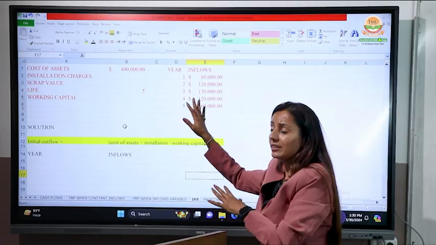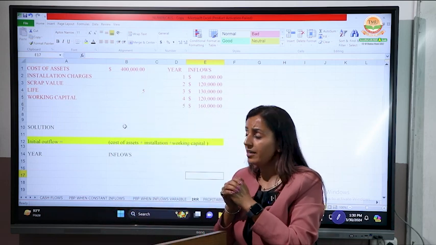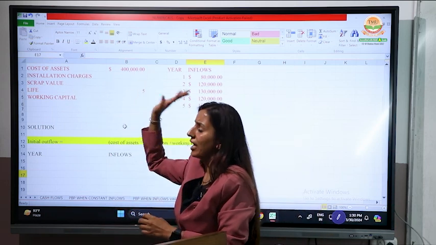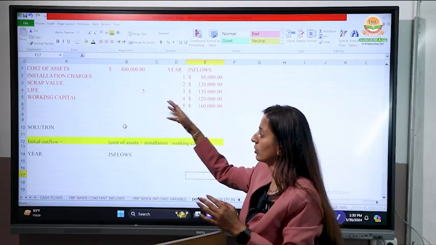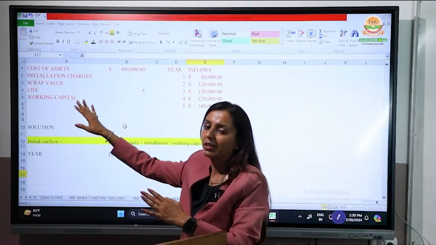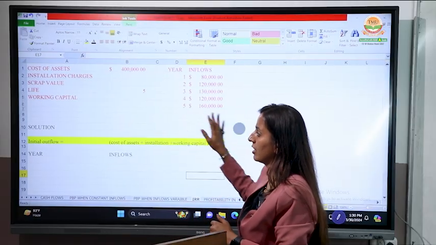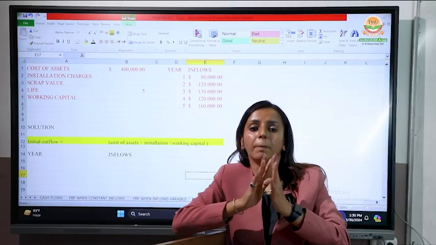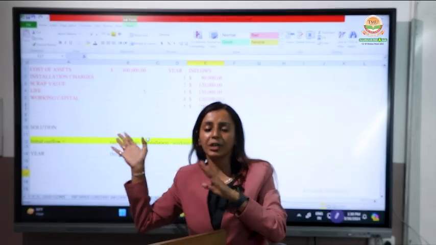Okay. So in this question, we have invested an amount of rupees 4 lakh. Right. What installation charges have I taken in here? Again, you can take it as 0 also or 100 also. Scrap value I have taken in, life is the same, that's 5 years. And the working capital I have taken as nil, but we can change the figure. Because the same point is there, that is initial outflow, putting the same formula.